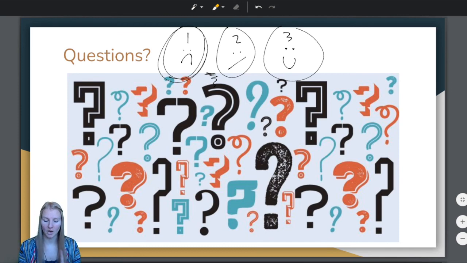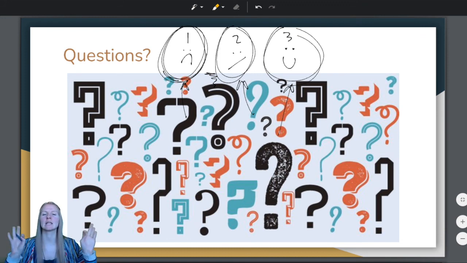So, rate yourself, your understanding of the learning target and the success criteria. Hopefully you wrote that down at the beginning of the lesson, like we always do. So, go back and look at the learning target and success criteria and think, do you not understand it? Do you kind of understand it? Or do you completely understand it? Where are you at? And ask questions if you need to.